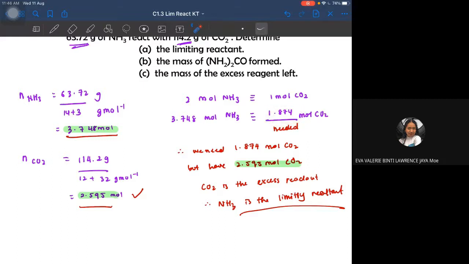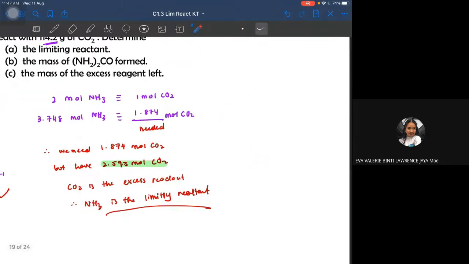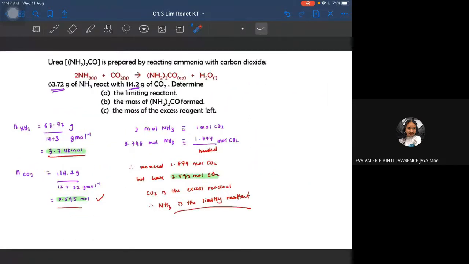Okay, so let's say like this, the mole you need, we need 1.874. But we have 2.595 mole. So it means there will be some left over. When we have finished using CO2, there is leftover. So CO2 is the excess reactant. It means the other reactant is the limiting reactant, which is NH3. Okay, so next we can calculate the mass of the urea formed.